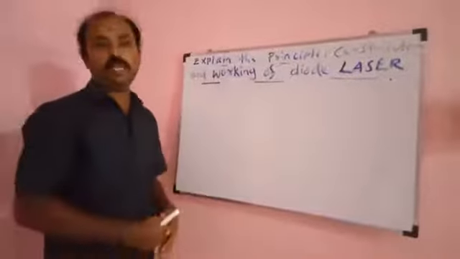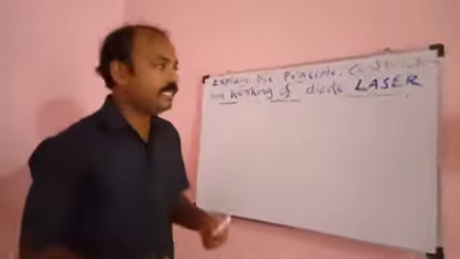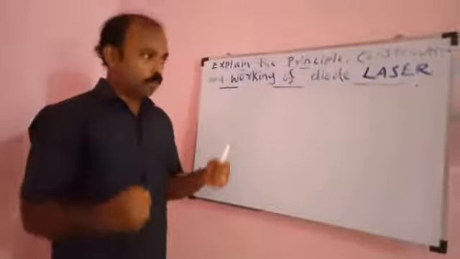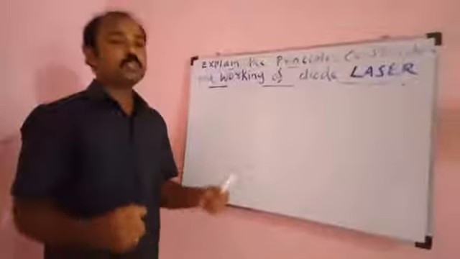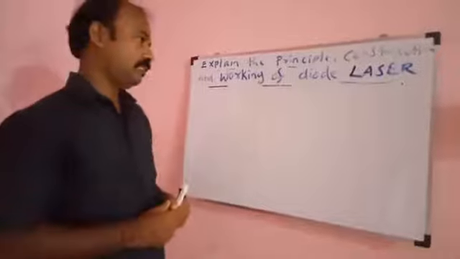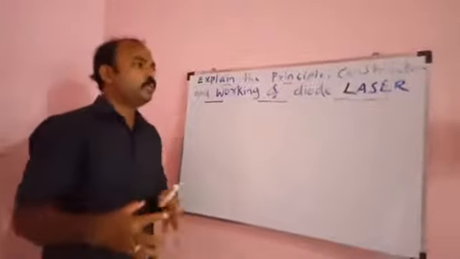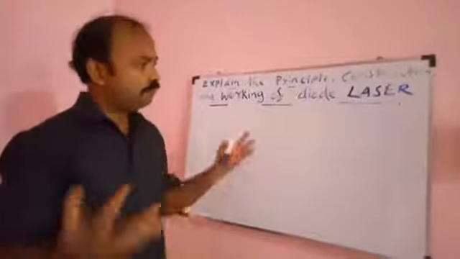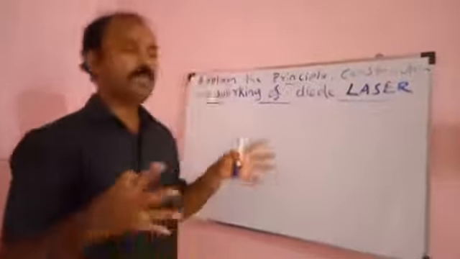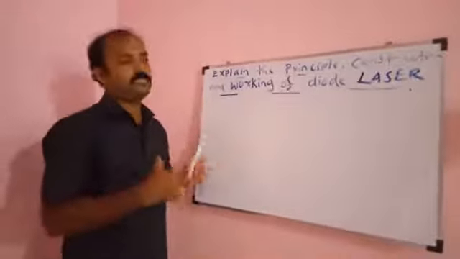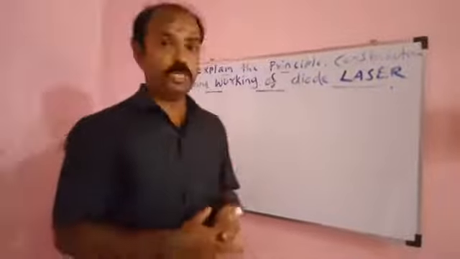Compared with ordinary light, laser light is monochromatic and also coherent light. It is very useful in most fields, particularly in the medical field and the industrial field. The laser lights are very useful.